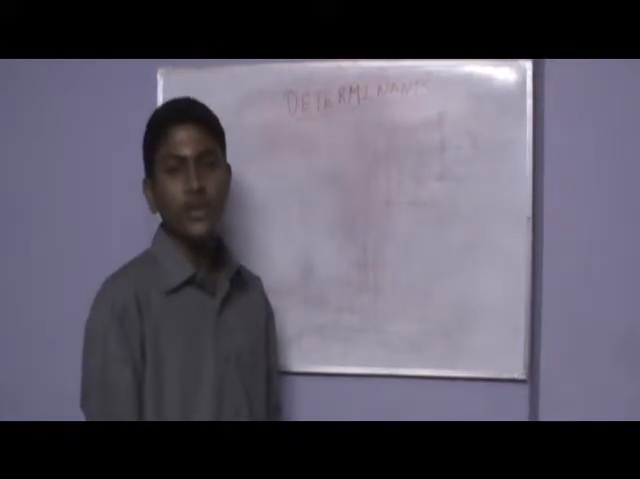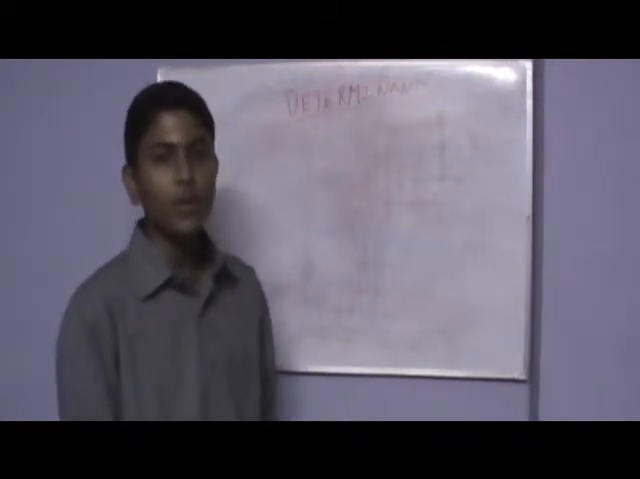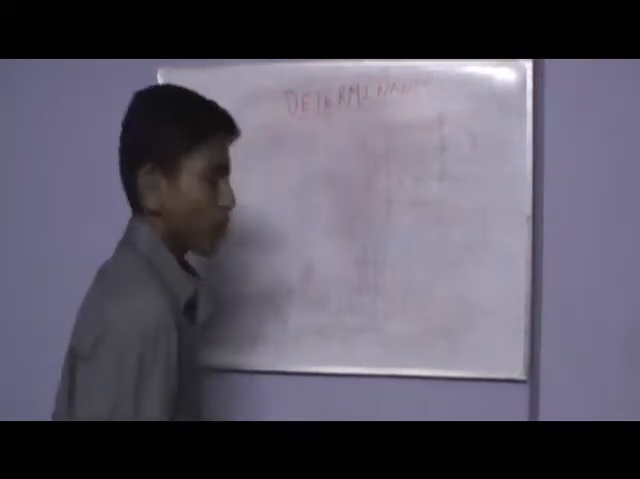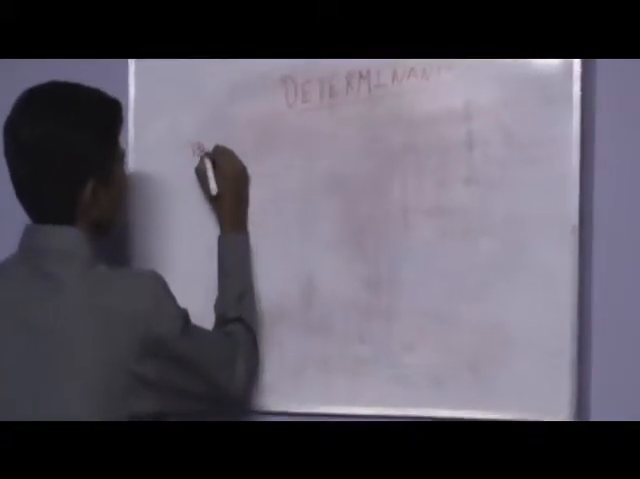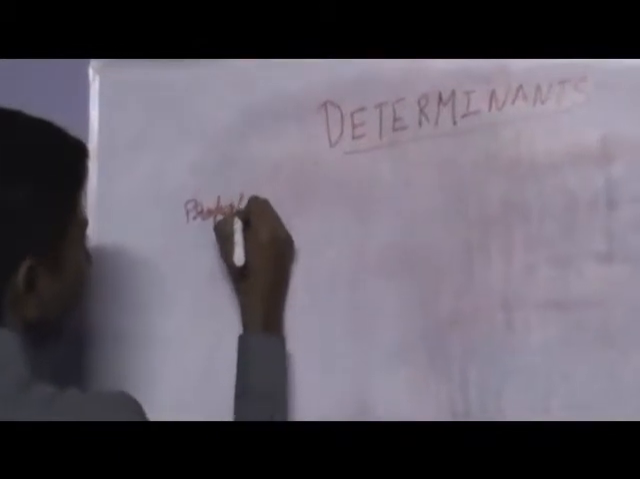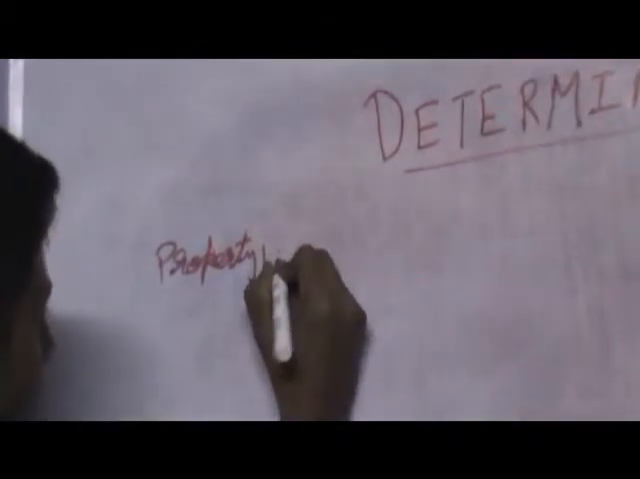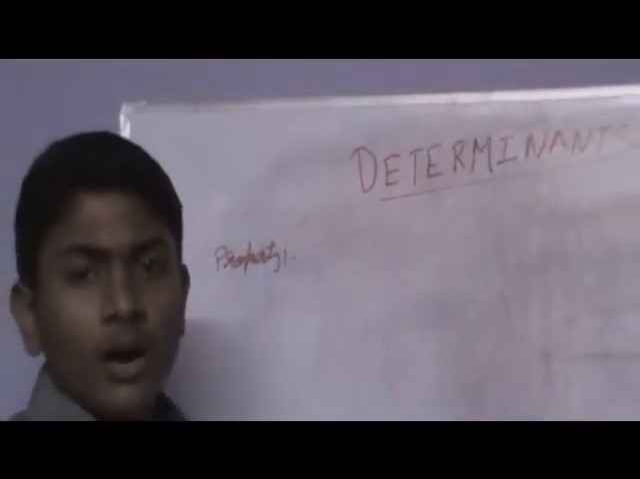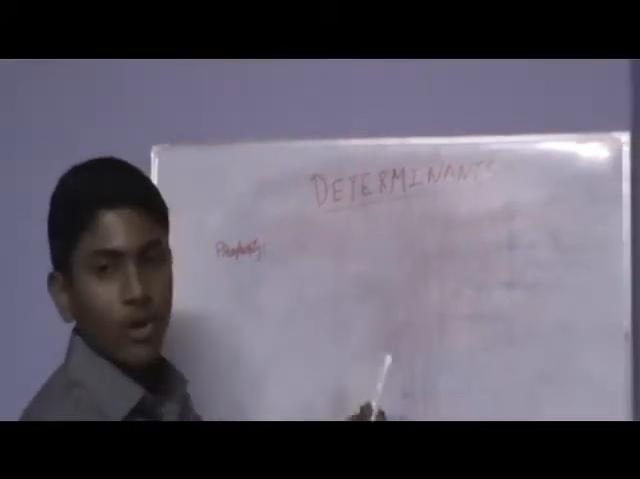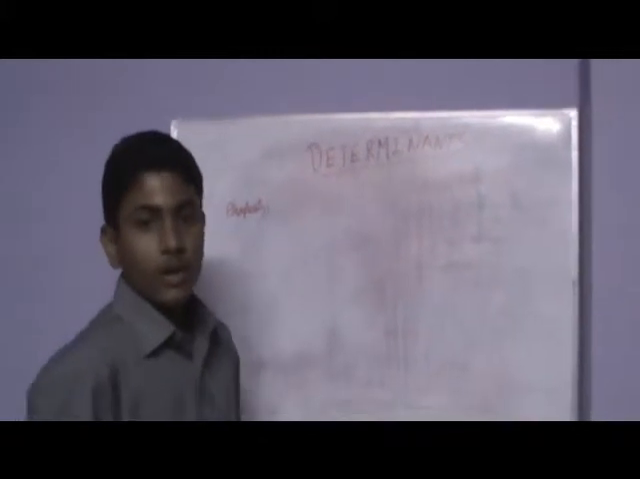Before going deeply into the determinants, let us see the properties of determinants. Property 1. The value of a determinant is unchanged if the rows and columns are interchanged.